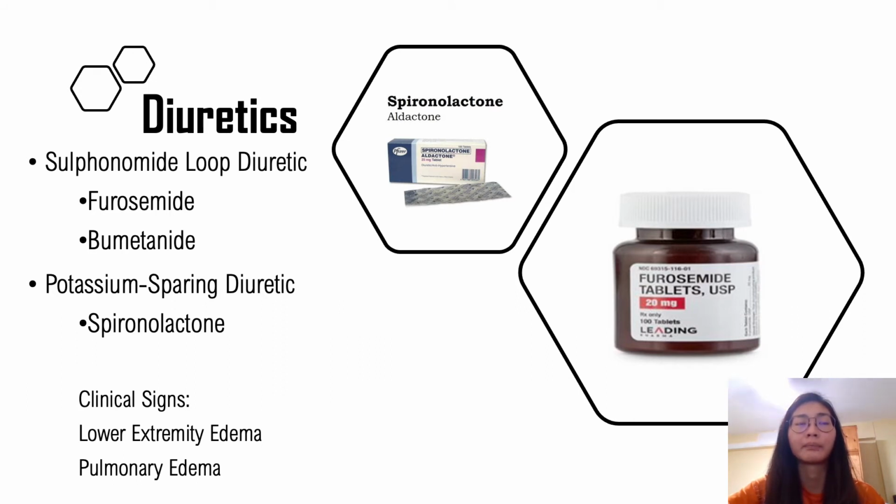Another diuretic is the potassium-sparing diuretic, which the example is spironolactone. It competes with the aldosterone for receptor sites in the distal renal tubules, increasing sodium chloride and water excretion while conserving potassium and hydrogen ions. It may block the effect of aldosterone on arteriolar smooth muscle as well. So the clinical signs for these patients are the lower extremity edema and pulmonary edema. So next I'll be passing over to Ella.